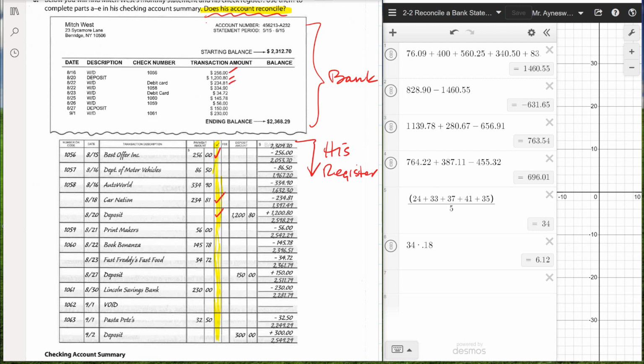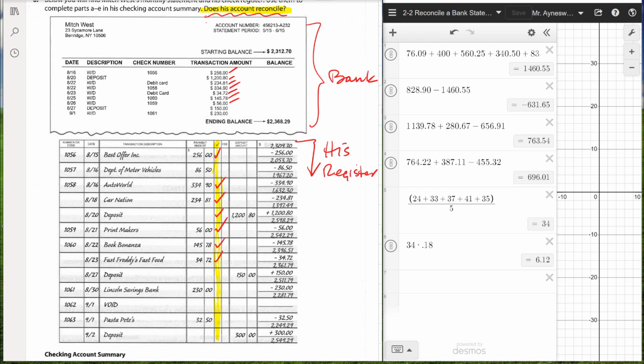And then I see a withdrawal, check number 1058, of $334.90. Okay, I see that here. Then I see a debit card purchase of $34.72. That definitely did happen here. That's been accounted for. It cleared the bank. And then I see another check, number 1060, for $145.78. I accounted for that. It cleared the bank. And then I see check number 1059 for $56. That definitely cleared the bank, and I have that down in my register.